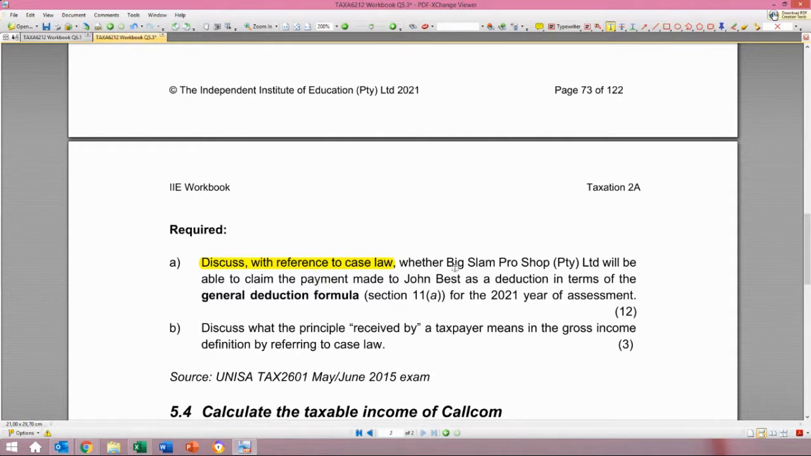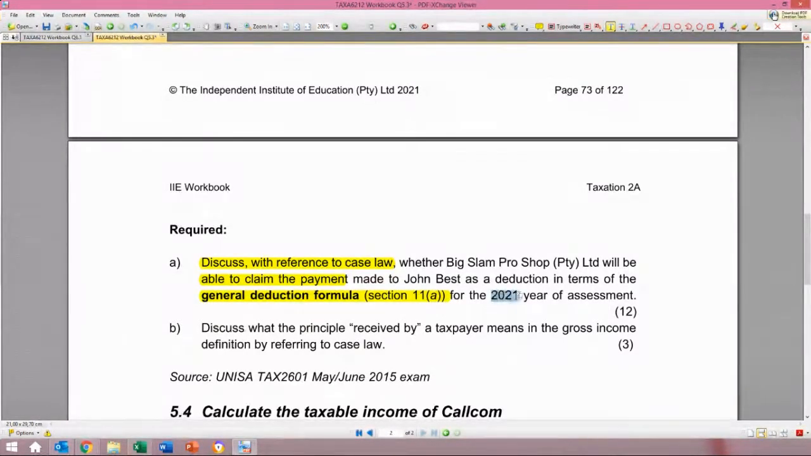And then they ask you whether BigSlam Pro will be able to claim the payment as a deduction in terms of the general deduction formula. So they tell you to just focus on section 11A. Don't look at any specific deductions. They just want to know, in terms of the section, can you deduct it, yes or no?